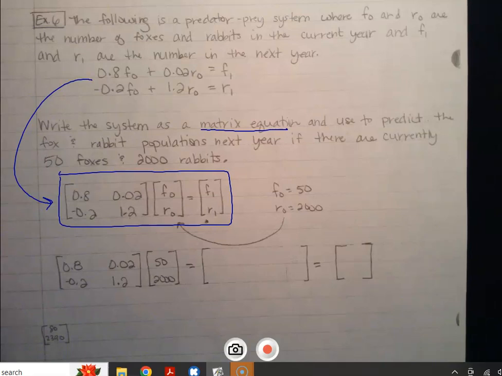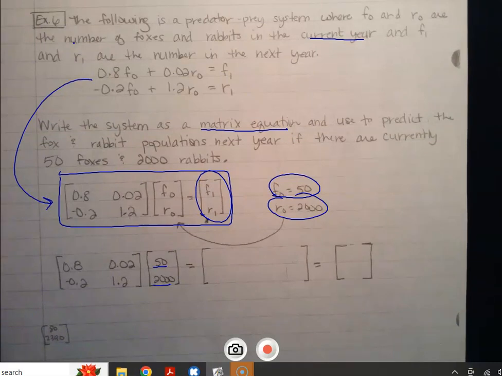Okay. Now it said use it to predict if we know we have 50 foxes. That's our initial F sub 0, right? It's the number of foxes in the current year, and rabbits. And our R sub 0 is 2,000. So I plug those in for that place. Yep, so the foxes was 50 and the rabbits was 2,000. So when I get an answer out, my answer is going to be the foxes for year 1 and rabbits for year 1.